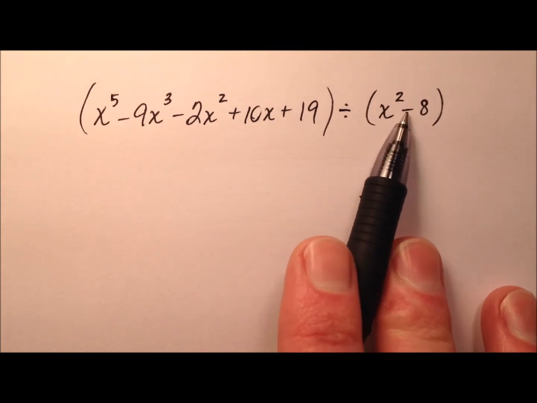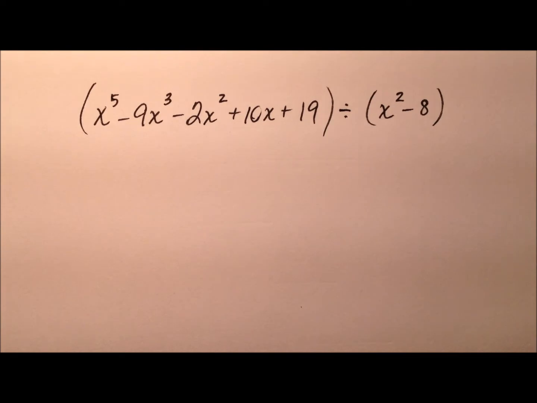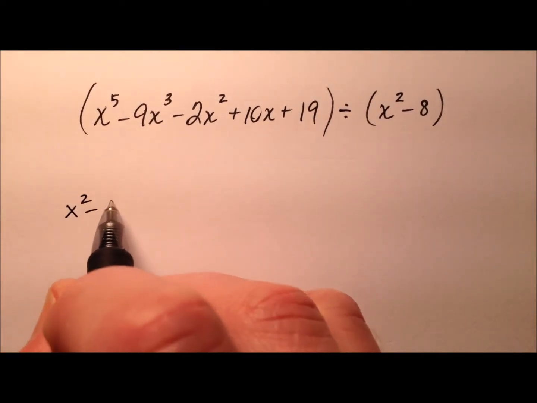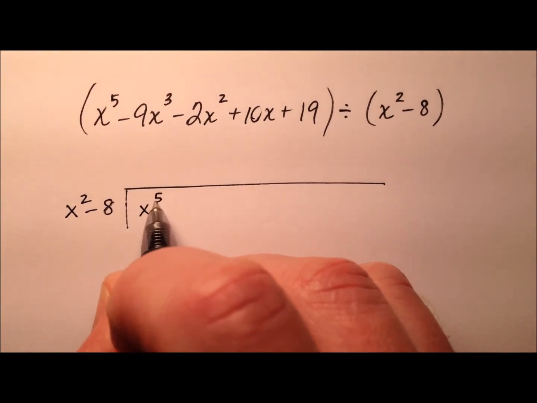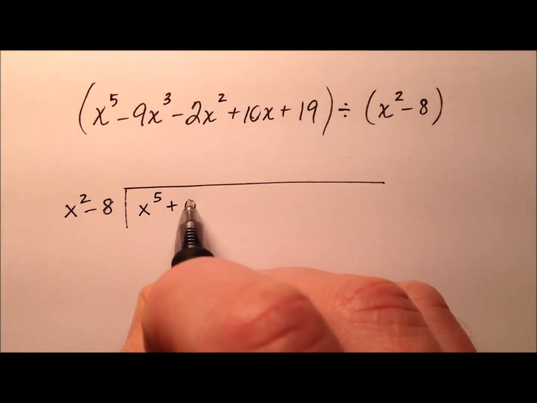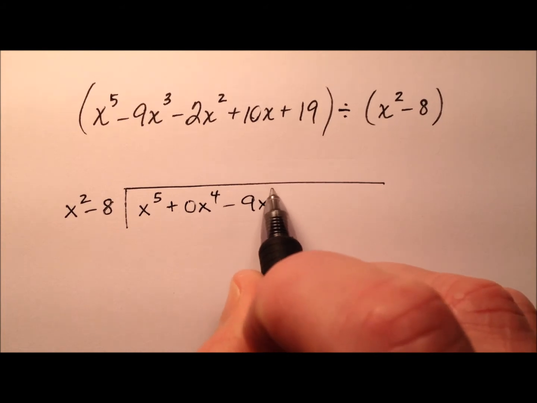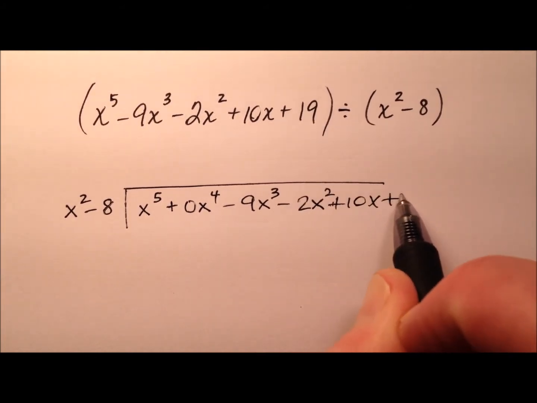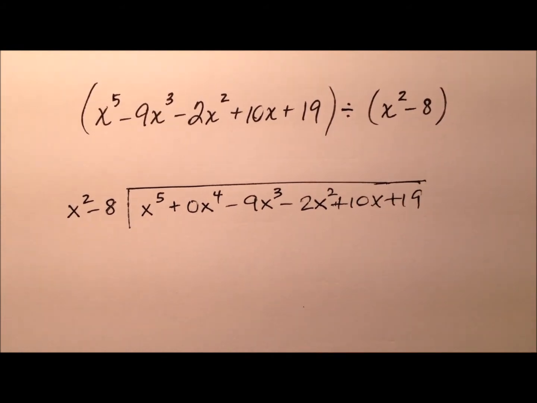Similarly, I'm missing a linear term here. I have my x squared and my constant, but no x here. Okay, so let's go ahead and write this out. So x squared minus 8, and then I'll do my bar here. So x to the fifth, but I have no x to the fourth term, so I need to make sure to leave a slot here. So plus 0x to the fourth, minus 9x cubed, minus 2x squared, plus 10x plus 19. I'll extend that bar out to the end. Okay, so here we are.